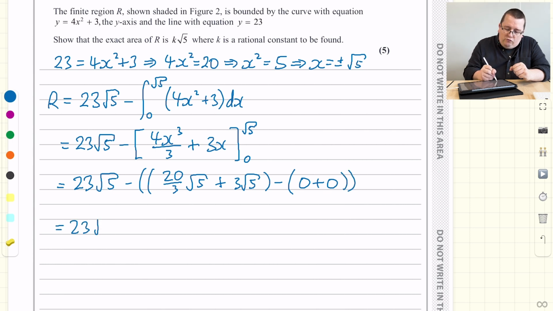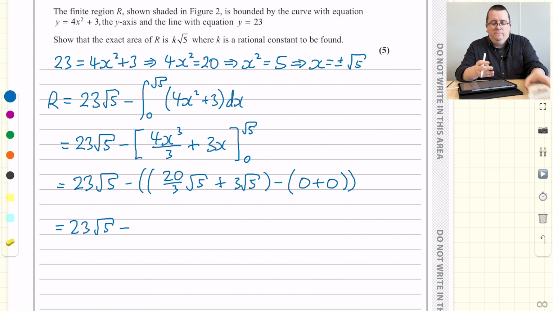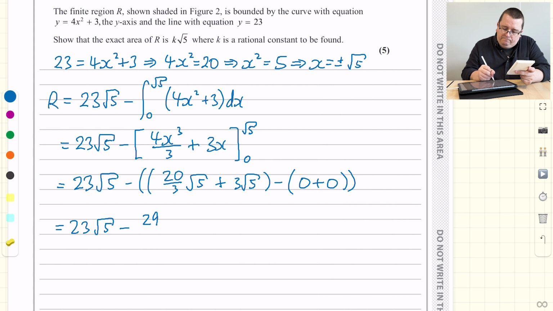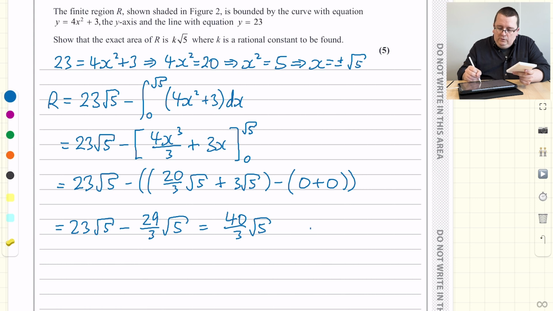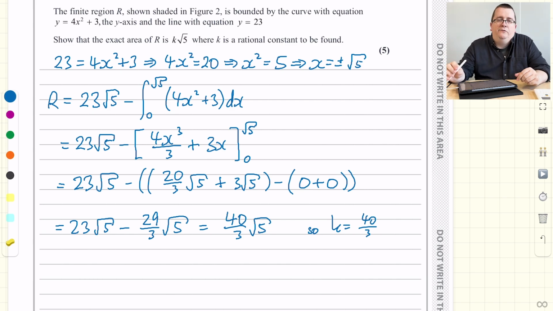So we have 23 root 5 take away 20/3 plus 3 is 29/3. So 23 take away 29/3 is 40/3. So 40/3 root 5. So k is 40 over 3. And that's the rational constant that we needed to find.